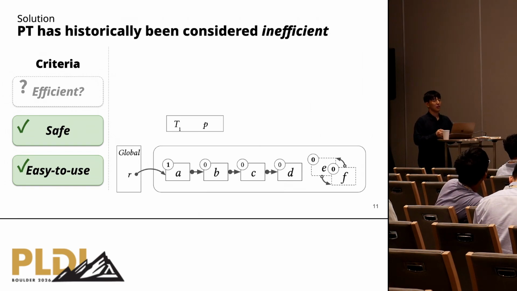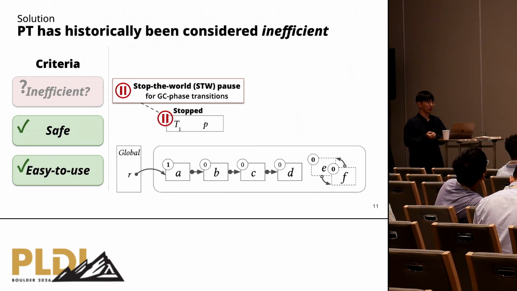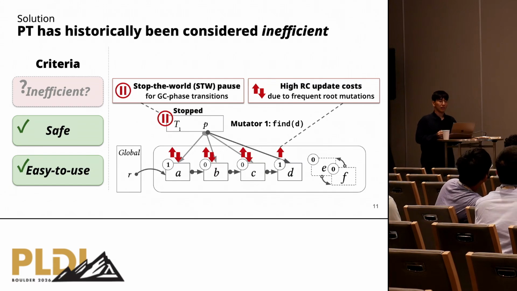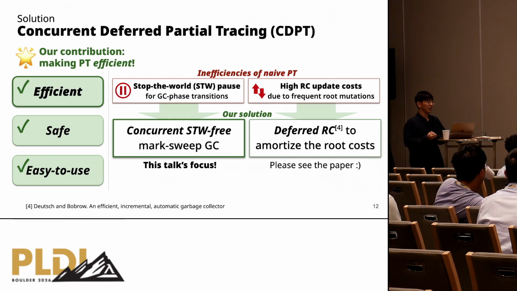And here's the catch. Partial tracing has long been considered inefficient, which is why it was never adopted into a concurrent GC. That inefficiency has two sources. First, the original design coordinated its GC phases with a stop-the-world pass that suspends every mutator. Second, like reference counting, it constantly updates counts for root pointers, even though we count only roots. The roots themselves change all the time during traversal. And this is exactly what we fix.